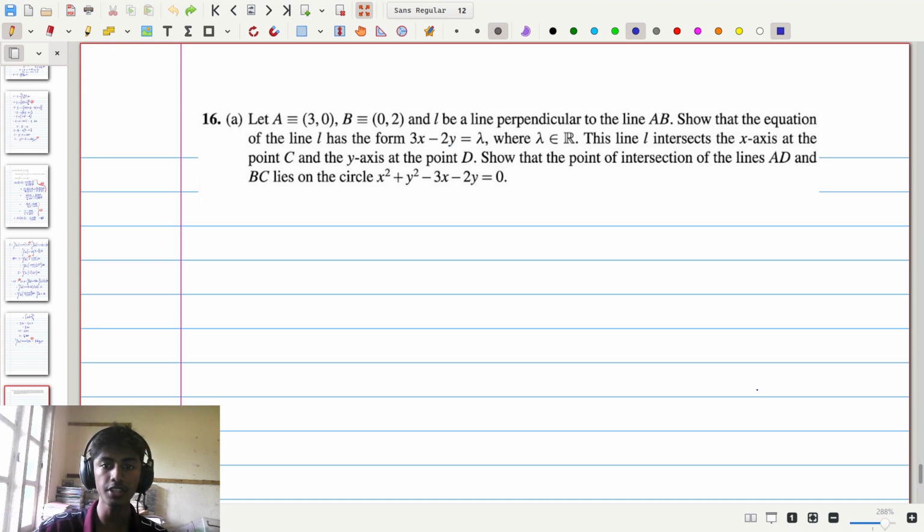The question then says, this line L intersects the x-axis at the point C and intersects the y-axis at the point D. And given this, we have to show that the point of intersection of the lines AD and BC lies on the circle x squared plus y squared minus 3x minus 2y equals 0.